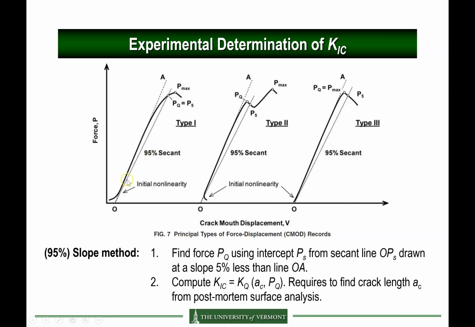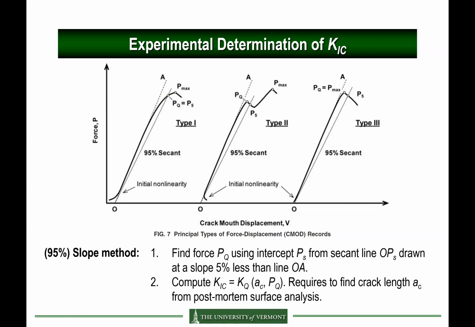So it's the 95% slope. And then the intercept gives you a load PQ. And that's the load that you will use in the formula of your K1C. So KQ is the stress intensity factor at this load PQ.